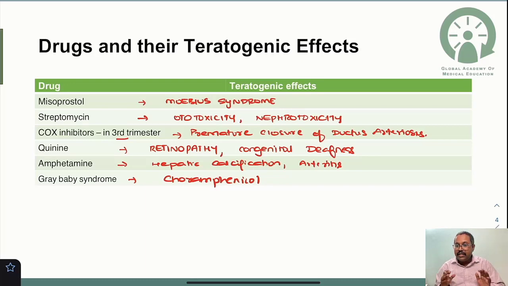So please remember, in your exams, at least one question will be there from the drugs causing teratogenic effect. Please go through it before going to the exam, and this is one topic which will yield you high marks in your exams. So please do not forget to revise before going to the exams.